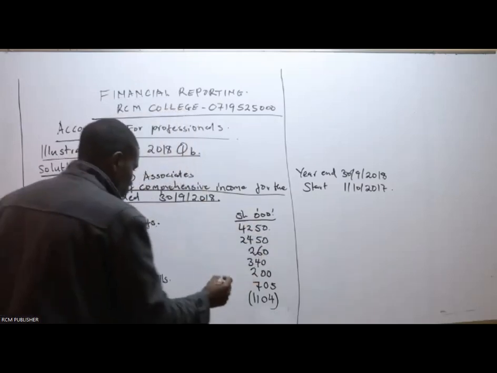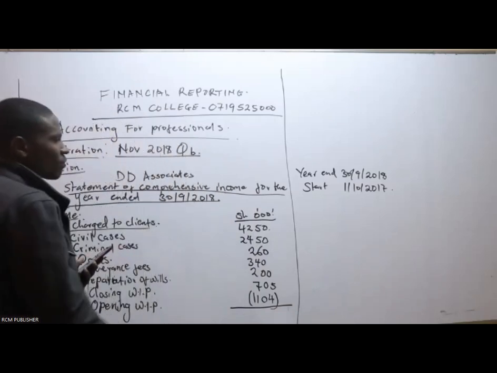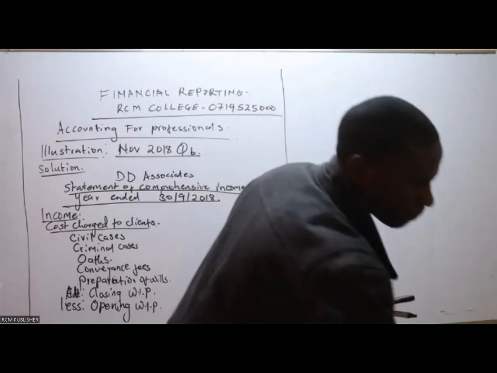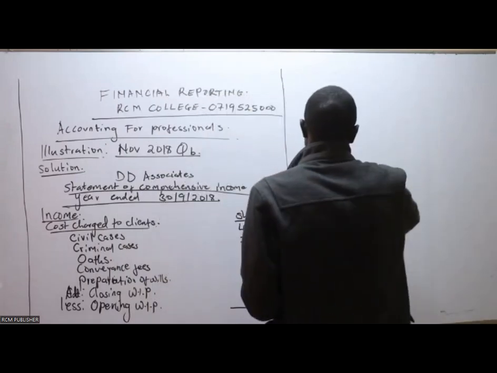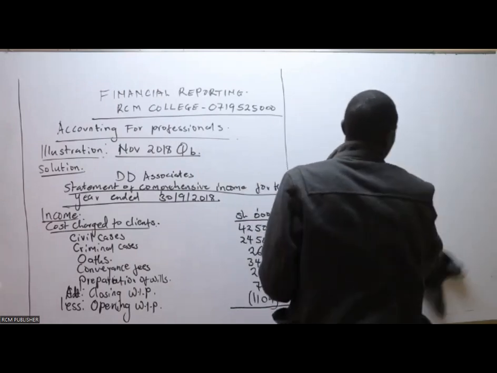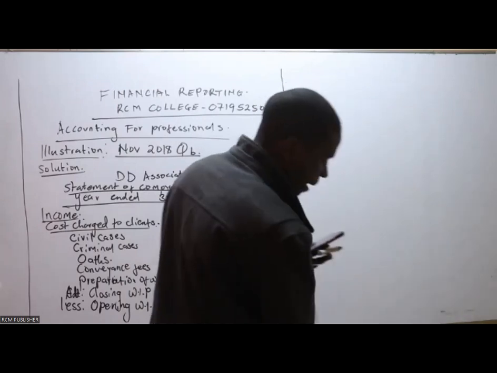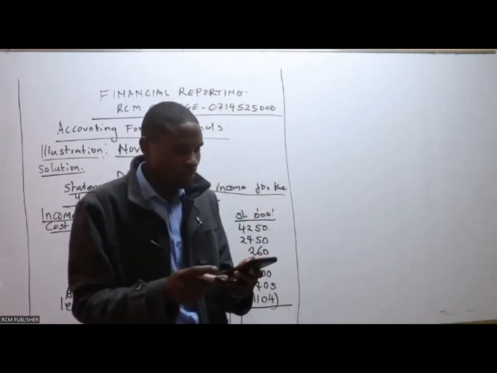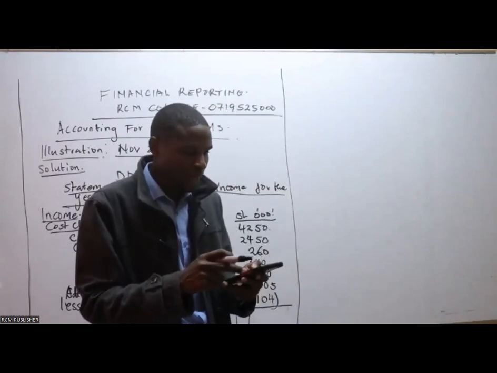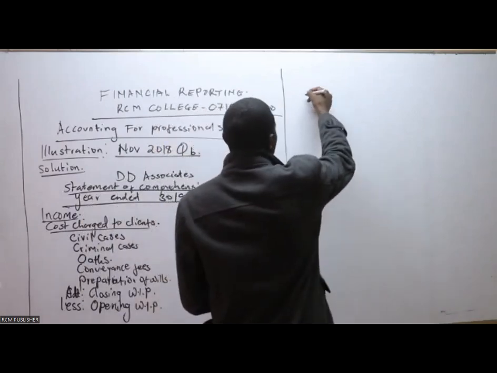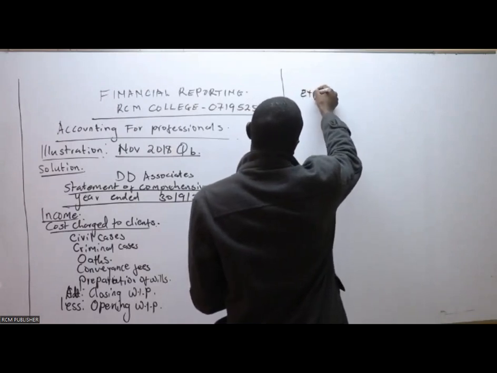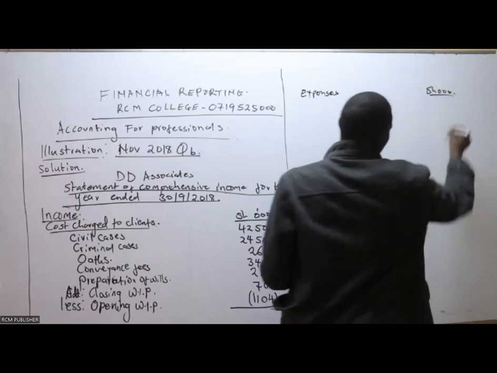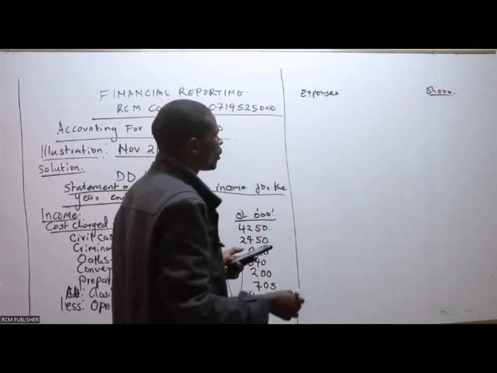Now we get the total income. What is the total income for our advocate, the DD associate? Then we move to the expenses. Let's see the expenses and see whether these people really made a profit or loss. So give me the total of the income as we look at the expenses. This is shillings in thousand. I hope it's visible.